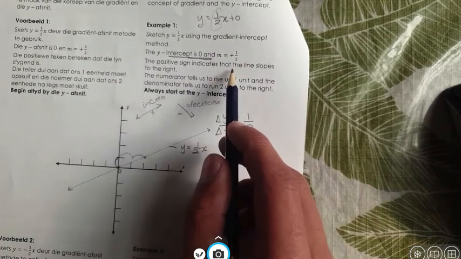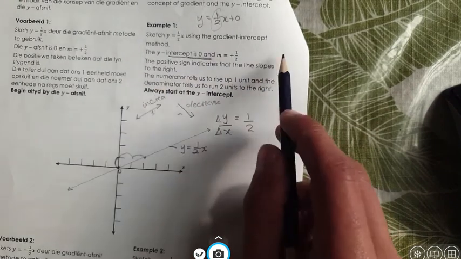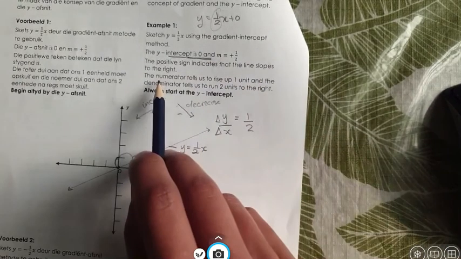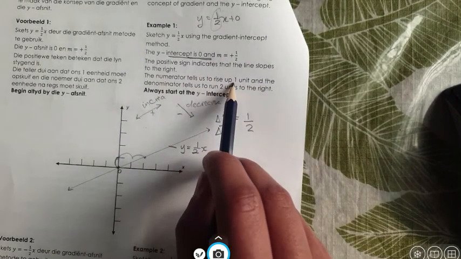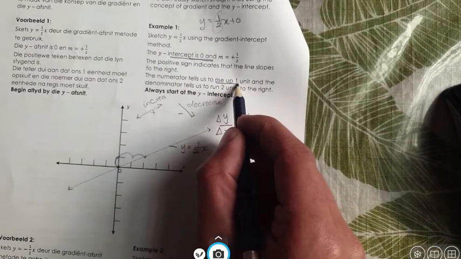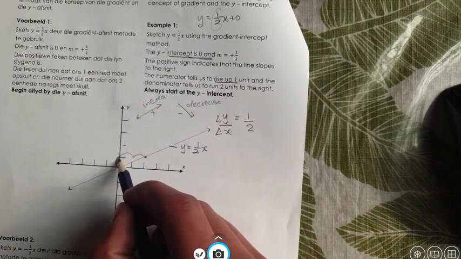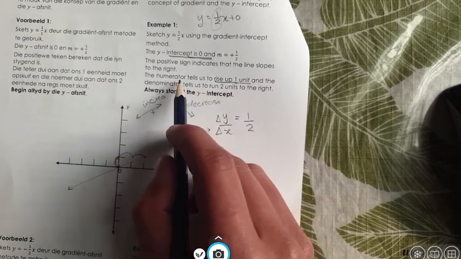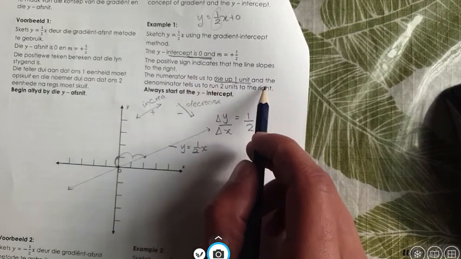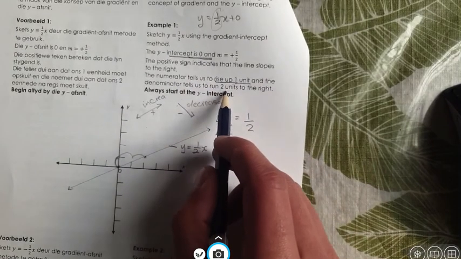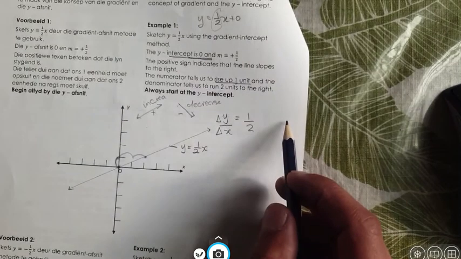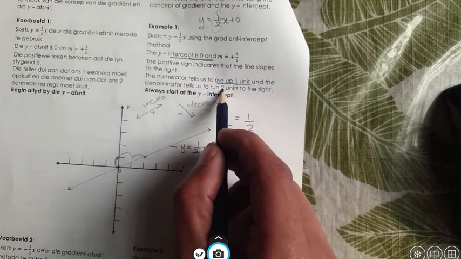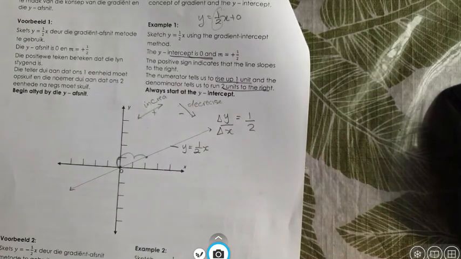The positive sign indicates that the line slopes to the right. And the number tells us to rise up 1 unit: the numerator tells us to rise up 1, and the denominator tells us to run 2 units to the right. So that is basically what we did in verbal form. They're just explaining what we just did there.